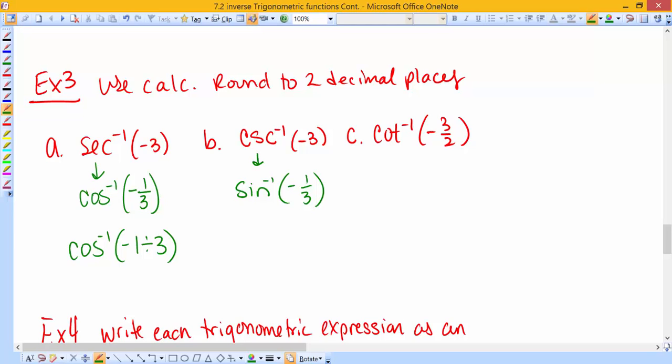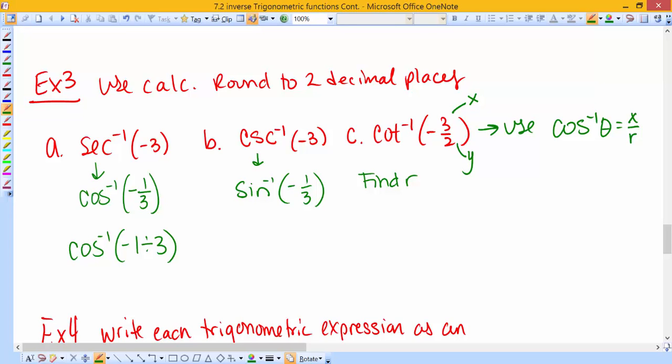Cotangent is tricky. We need to remember, cotangent, you must use cosine inverse. But we need to remember cosine inverse is going to be x over r. With cotangent, you have x over y. You don't have r yet. So you do need to find r.